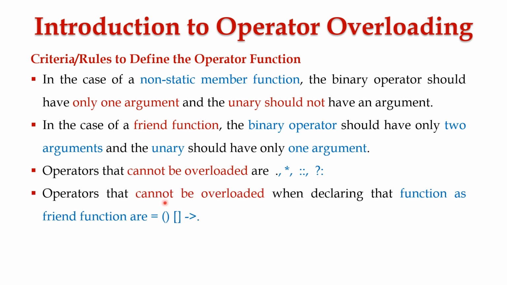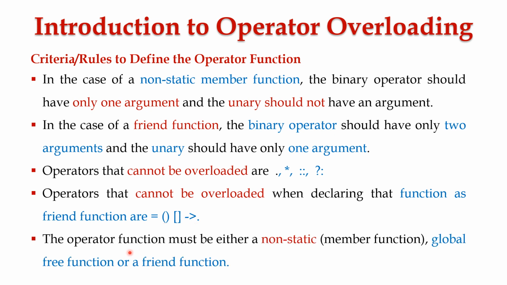And the operators which cannot be overloaded when declaring the function as a friend function are equal to, parenthesis, square bracket, and arrow operator. The operator functions must be either a non-static member function, a global free function, or a friend function.